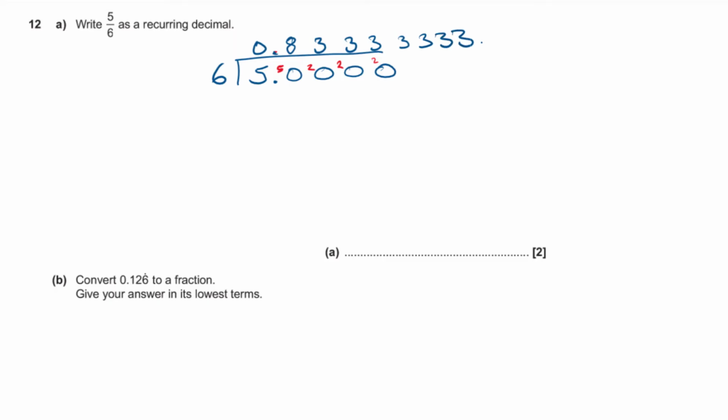So my number as a recurring decimal is going to be 0.83. What's repeating? The 3s are repeating, so I'm going to do a little dot on the 3. 0.83 like that. Okay, now the next one says convert 0.126 recurring into a fraction. Give your answer in its lowest terms.